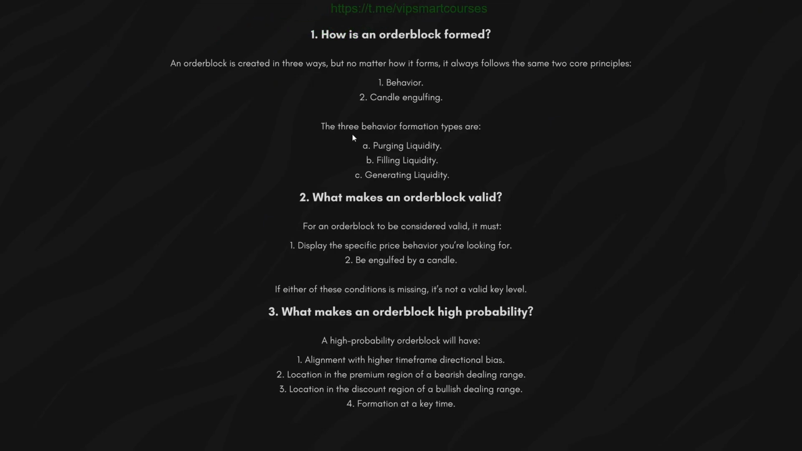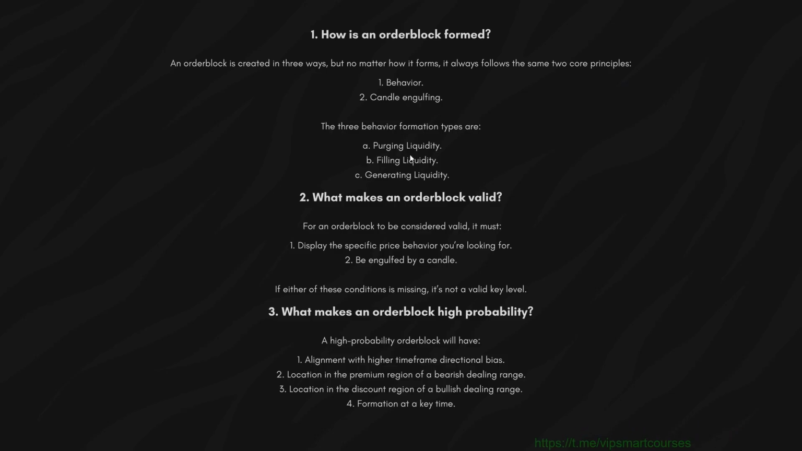Now, the behavior part itself comes in three forms. First of all, purging liquidity, or you could say a candle purging liquidity above a high or below a low. And when a candle shows that type of behavior, that could lead to that candle becoming a valid or a proper order block. And the second behavior that we have is filling liquidity.